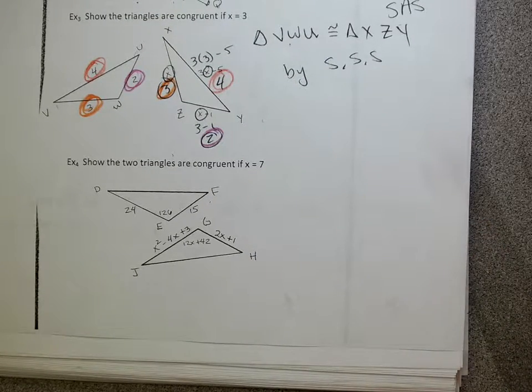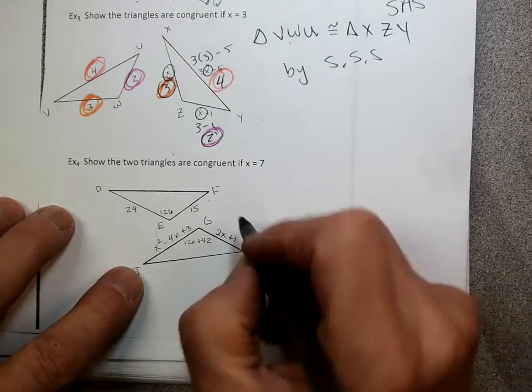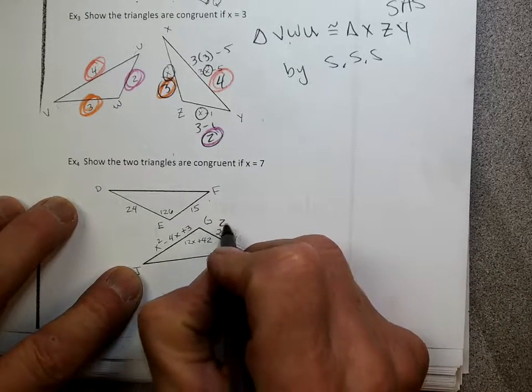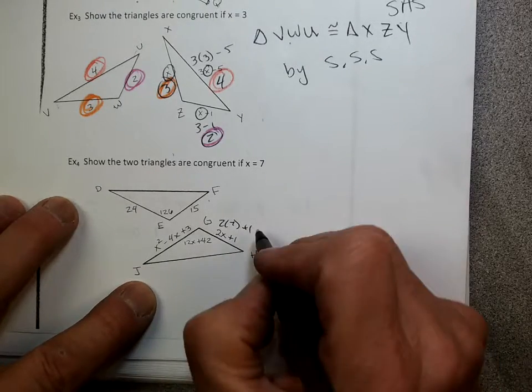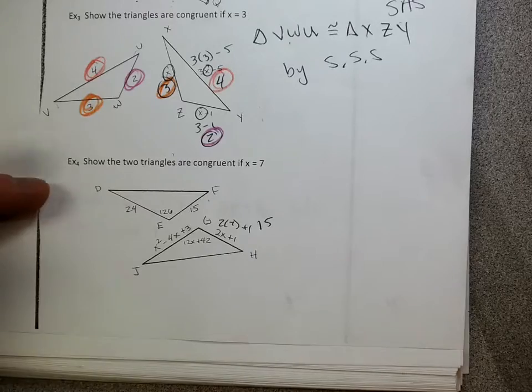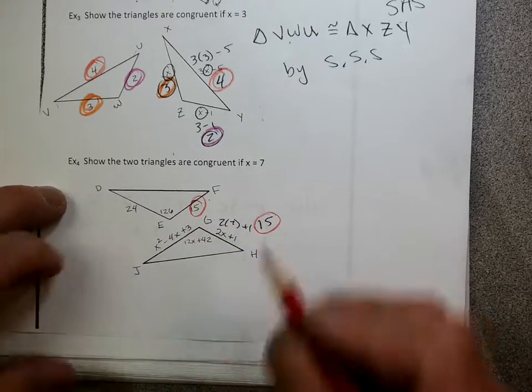Okay, example 4. Let's take a look at it. So let's plug in the 7. So I plug in the 7 here. I'd have 2 times 7 plus 1. 14 plus 1 is 15. Okay, good. Because 15 corresponds to that 15, right?